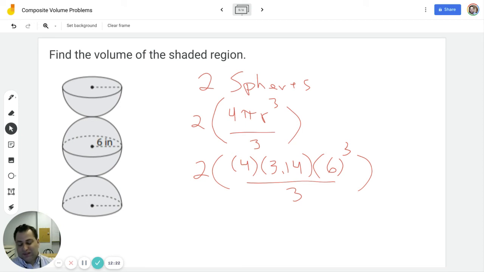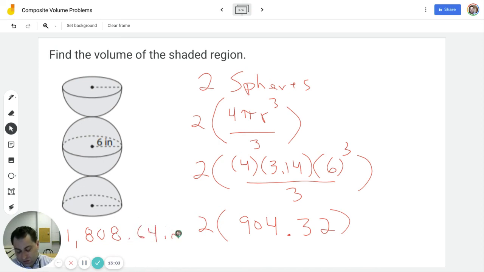If I work out what's inside first, 4 times 3.14 times 6 times 6 times 6, all that divided by 3, I get 2 times 904.32. And then finally, I'm just going to take that and multiply by 2. So 904.32 times 2 is going to be 1,808.64. And it looks like that's inches cubed.